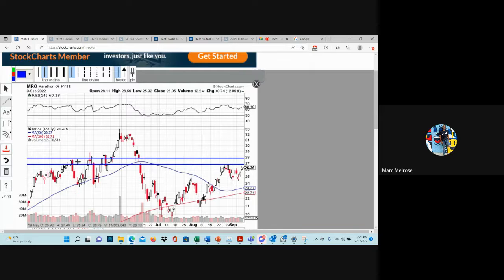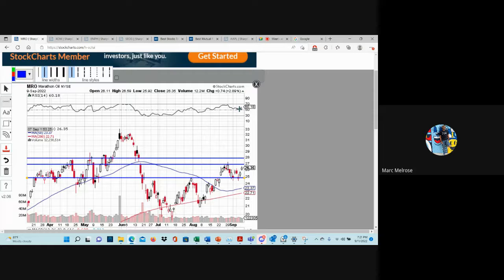My support area would be around 25. Okay. 25, just a little bit under 25, but 25, just to call it safe, is my support area that I would trade this stock in. Okay. That would be my support area.